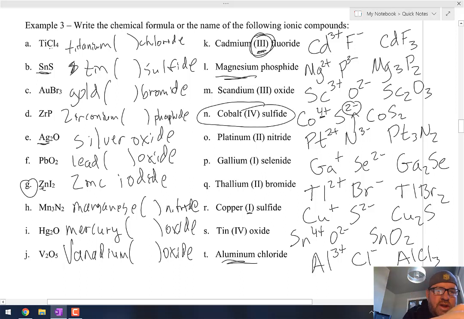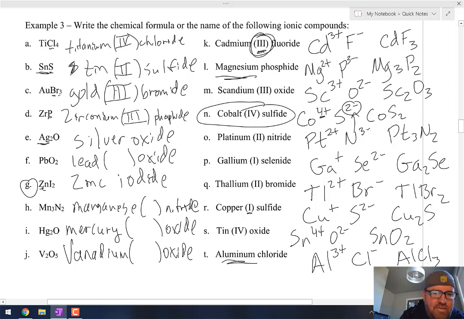Okay, chlorine's -1. There's 4 of them. That's -4. So titanium has to be +4. So it's IV. Okay, sulfur's -2. So tin has to be +2. So it's tin 2 sulfide. Bromine's -1, and there's 3 of them. So that's -3. So the gold has to be +3. Phosphorus is -3, so the zirconium has to be +3, so they'll cancel each other out.